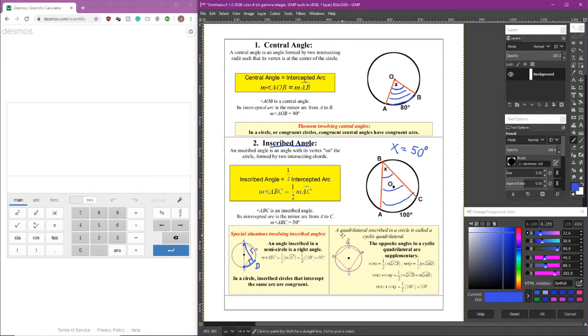Okay, going on to the next example, a quadrilateral inscribed in a circle is called a cyclic quadrilateral. The opposite angles in a cyclic quadrilateral are supplementary. What that means is that they will add up to 180 degrees. So this X plus Y, because they're opposite angles, will add up to 180 degrees. You could also say that angle B plus angle D would also be 180 degrees because those are opposite angles.